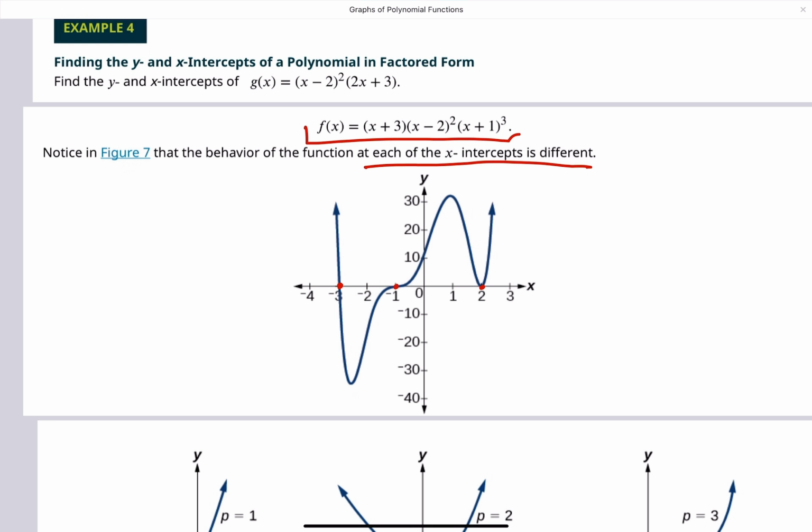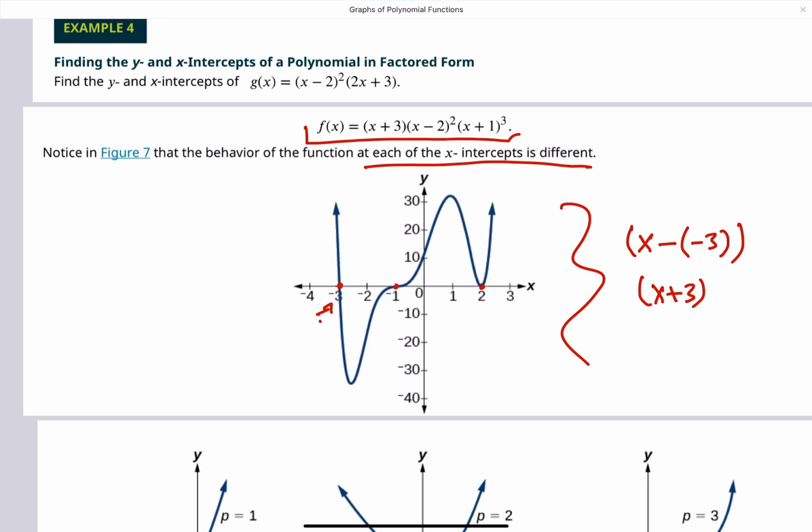Starting with the first one, it's passing through negative 3, right? And this is the common one. If it's crossing through negative 3, you write it as x minus, you write the value, which is negative 3, then you close the parentheses, it's x plus 3, right? This is the first x-intercept.